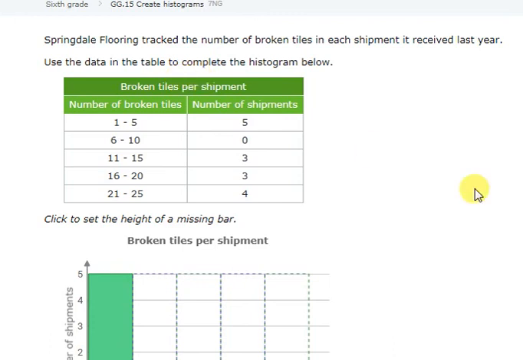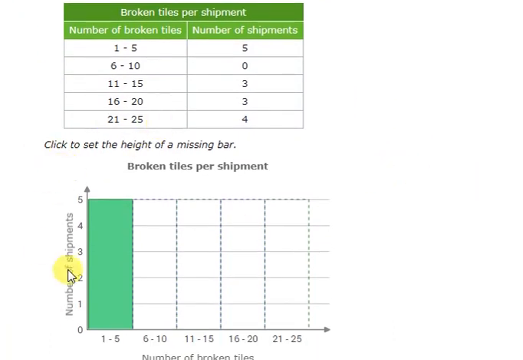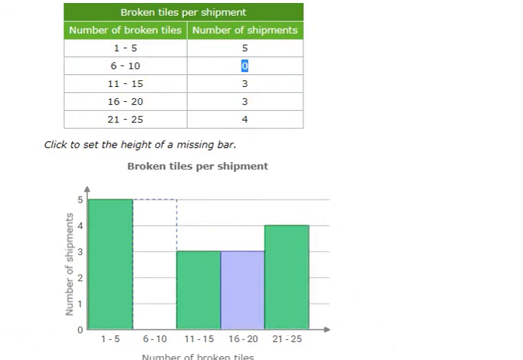Okay, in the next question we have 5 bars from 1 to 5, number of shipments. Then we have 0. If you have 0, you will not make any bar on this range, and then you will move to the next bin, 10 to 15, which is 3. So you will make something like this, then 3 and then 4.